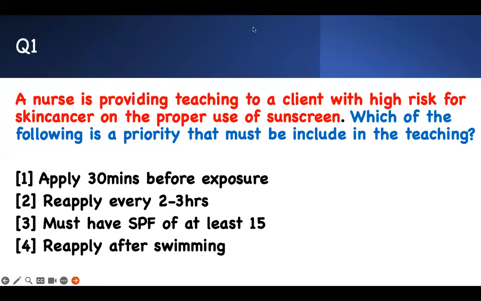And so let's practice some questions. So this is the question. A nurse is providing teaching to a client with high risk of skin cancer, right? On the proper use of sunscreen. Which of the following is a priority that may be included in the teaching? So all I'm saying is break down the question. It's a priority. Priority in the management of sunscreen when you're applying it. That's all. Sunscreen, what is the priority?